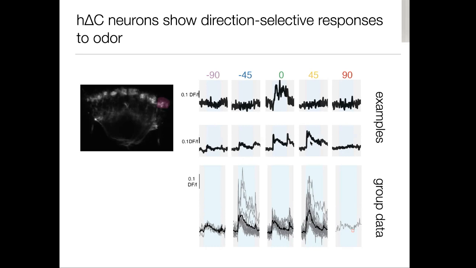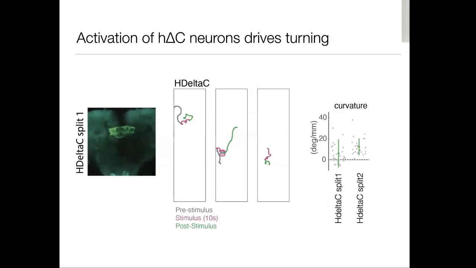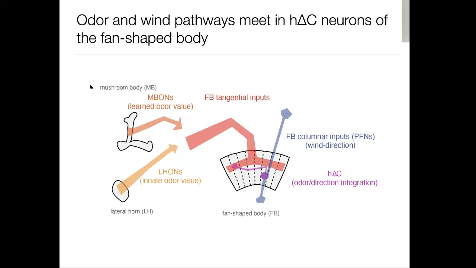Overall, each fly seemed to show a different direction tuning, but this is the first place in the system, deep in the center of the brain, where we observe the integration of these two signals, odor and wind. Can these H-delta C neurons actually drive changes in orientation? To look at that, Andrew developed split Gal4 lines that selectively label these H-delta C neurons. When he activates these neurons, it drives turning behavior, which is consistent with the idea that these neurons, when activated, can cause the fly to reorient. So our working model is that odor and wind pathways meet in these H-delta C neurons of the fan-shaped body, although they may also be integrated in other places.